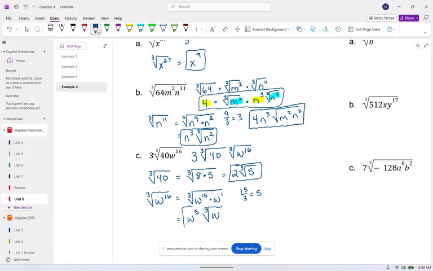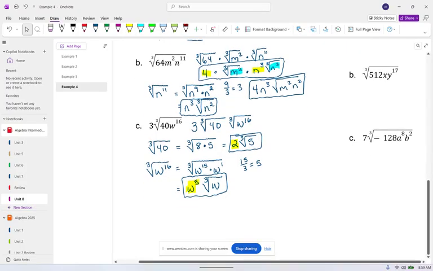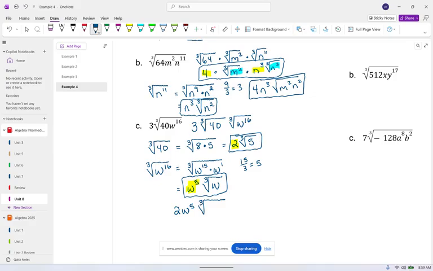And that's going to be boxed in. So then we're going to look on the outside. We have the 2 on the outside, and we have the w to the 5th on the outside. So we'll have 2 w to the 5th. And then on the inside, we'll have 5 and w. So we'll have 5w on the inside.